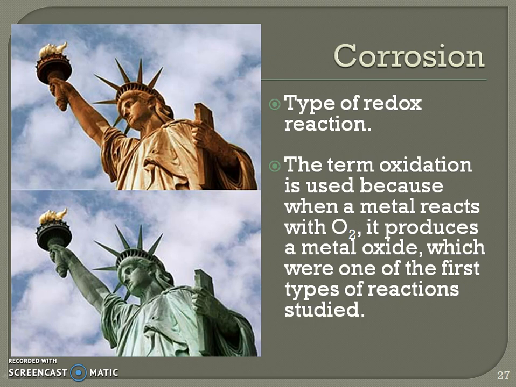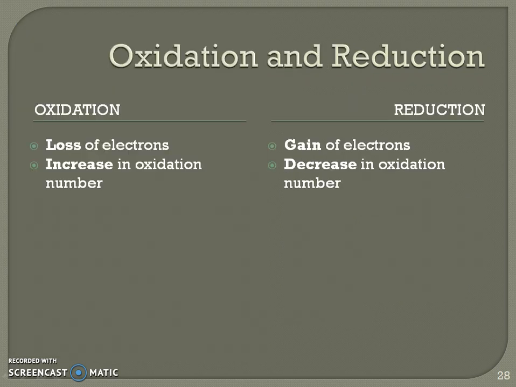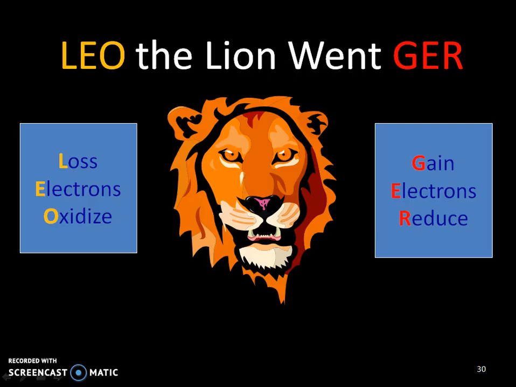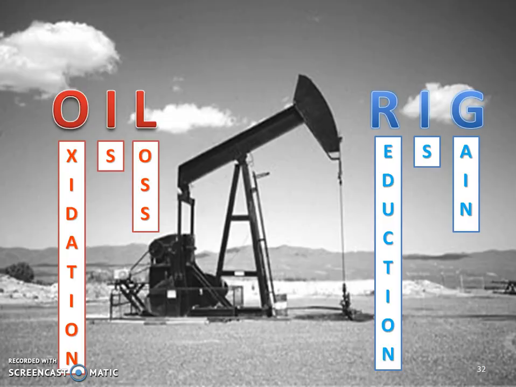I will tell you, however, redox reactions do not always need oxygen to get oxidized, okay? So we went over this. I've said this now a few times. Now just make sure it gets into your notes. How are we going to remember this? Leo the lion went GER. You can remember loss of electrons is oxidized, gain of electrons is reduction. Or he liked OIL RIG. Oxidation is loss of electrons, reduction is gain of electrons.